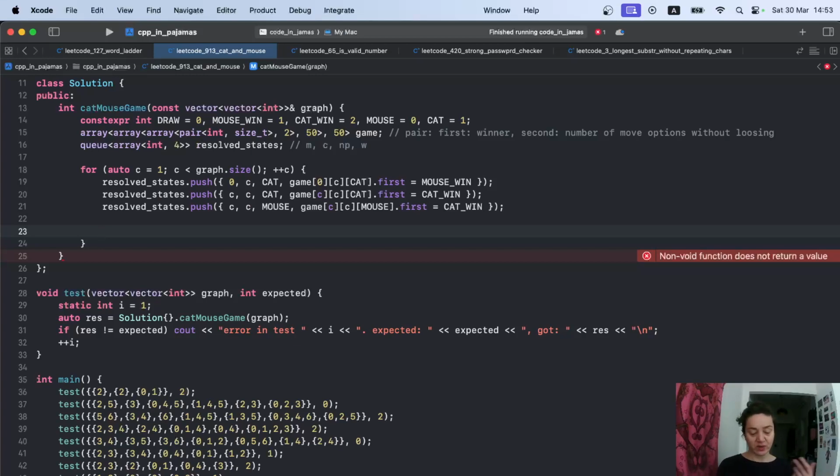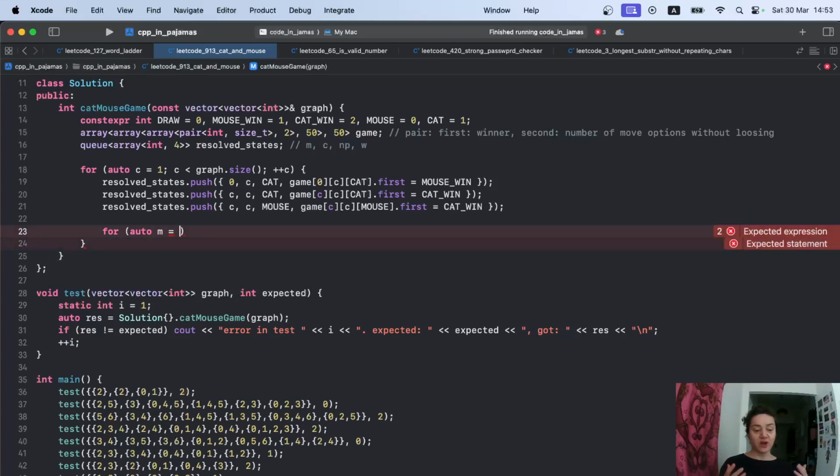so it's an internal loop. I'm starting at 1. I don't need to count move options if the mouse is at 0 because he's on vacation, free.